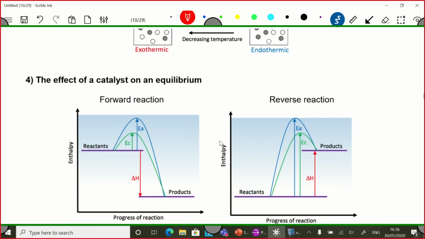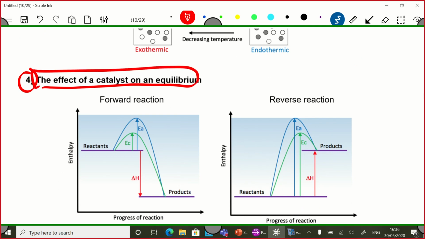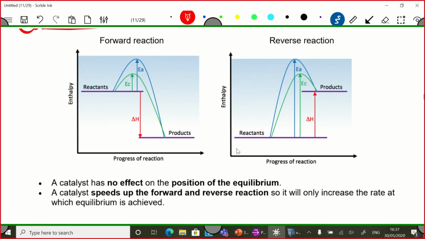The last parameter is how the catalyst will affect the equilibrium. The catalyst does not affect the position of the equilibrium. So whether you use the catalyst or you don't, this doesn't make any difference to the position of the equilibrium. It doesn't favor any direction. Why is this the case? It's because the catalyst will increase the rate of the forward and the reverse reaction by the same amount.